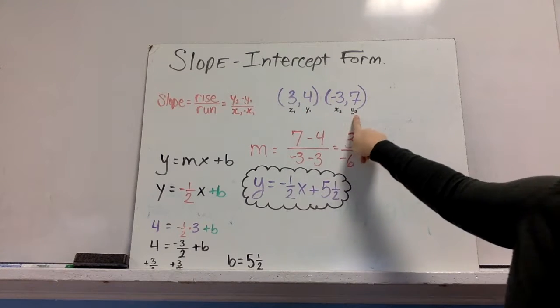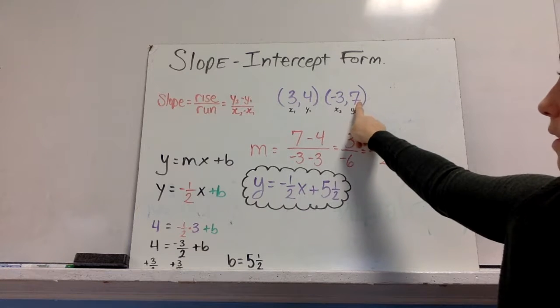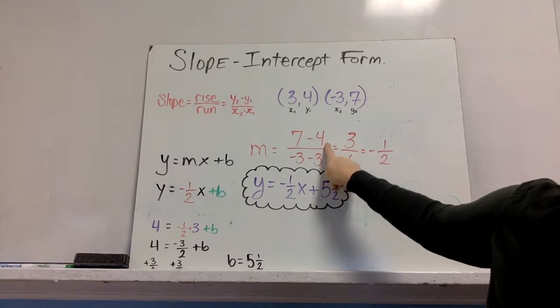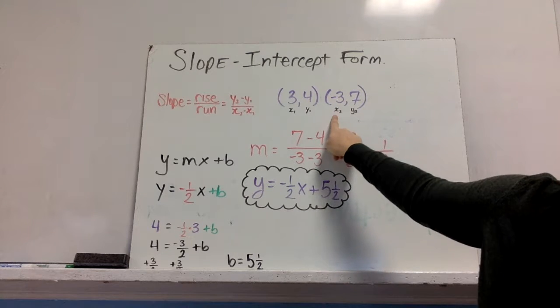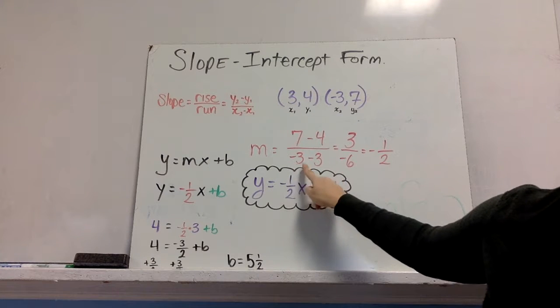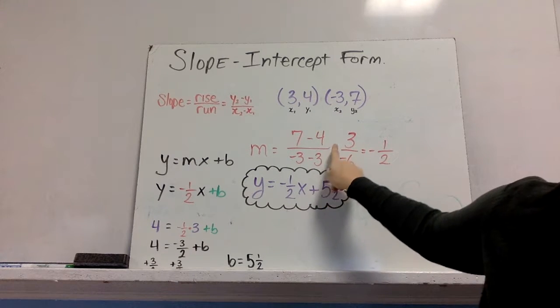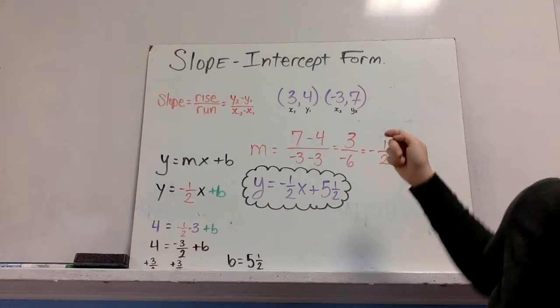So my second y, if I label it y2, that's right here, that's my 7. Minus my first y, my 4. And 7 minus 4, we know is 3. And then my second x is negative 3 minus my first x, so I have negative 3 minus 3. And that's negative 6. 3 over negative 6 just reduces to negative 1/2.